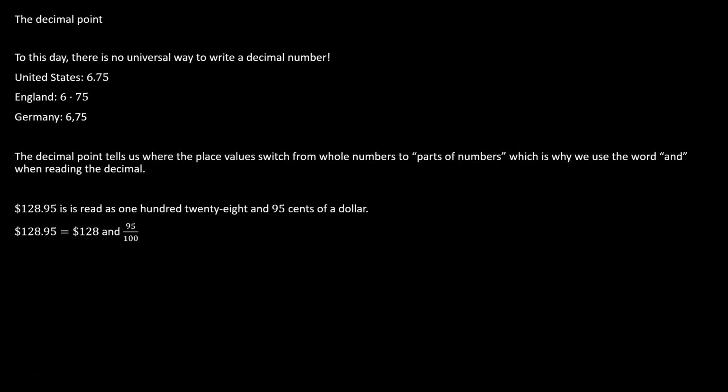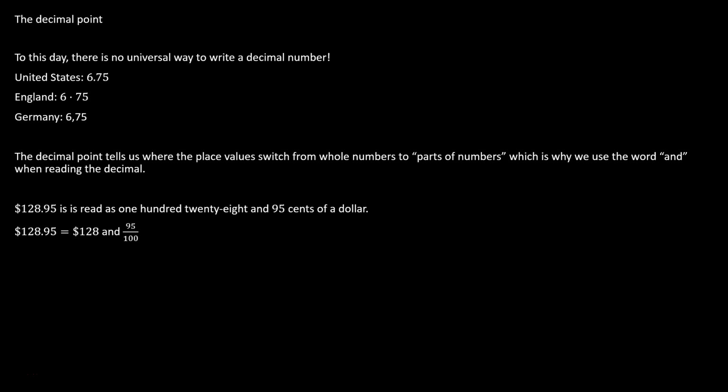We use the word and to read a decimal number. For example, the number we see on the screen, the dollar amount, $128.95. A lot of times you're going to hear an extra and when people say these numbers. That's actually incorrect. I don't want to nitpick, but we don't say $128 and. We say $128.95. So the and is an indicator that you are introducing a part of a whole number.